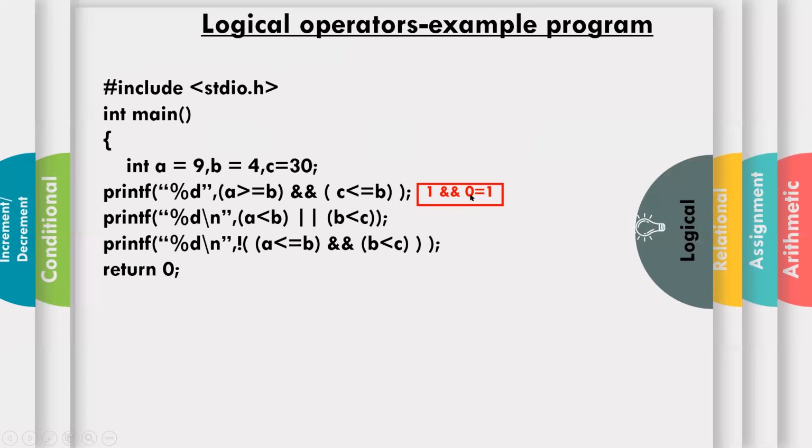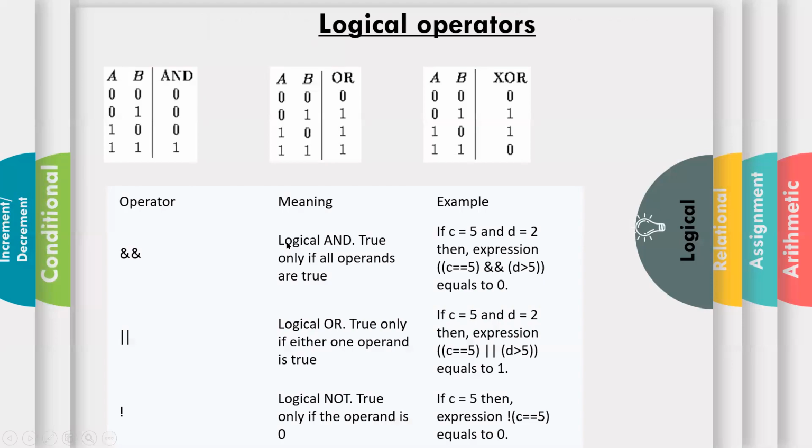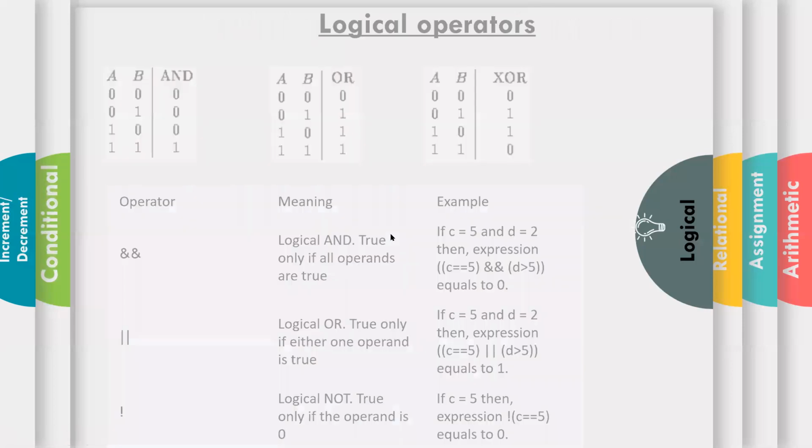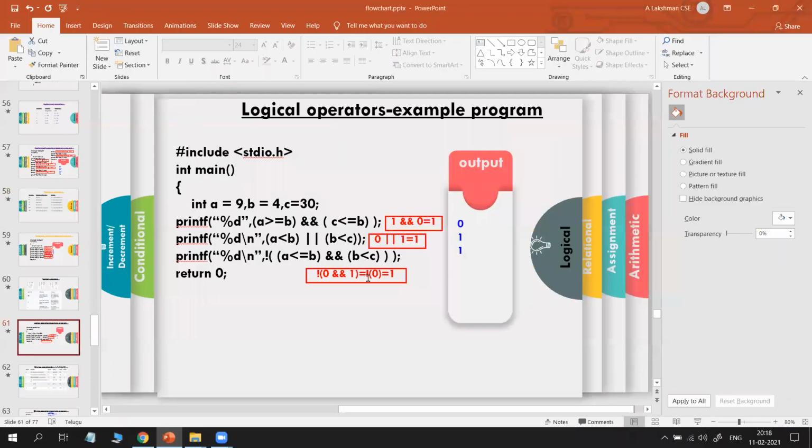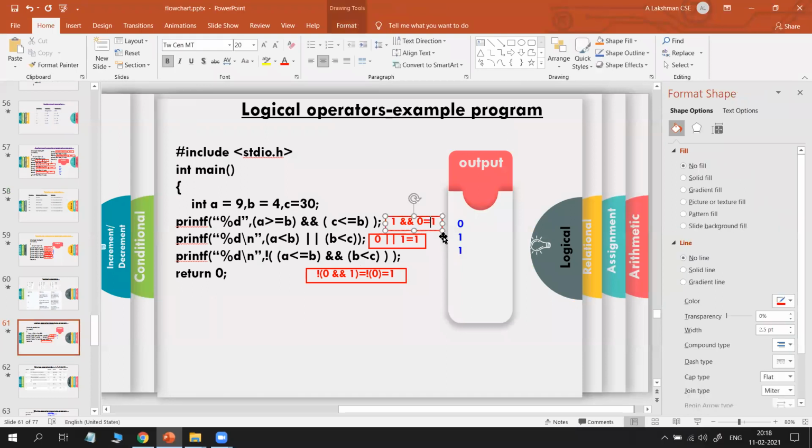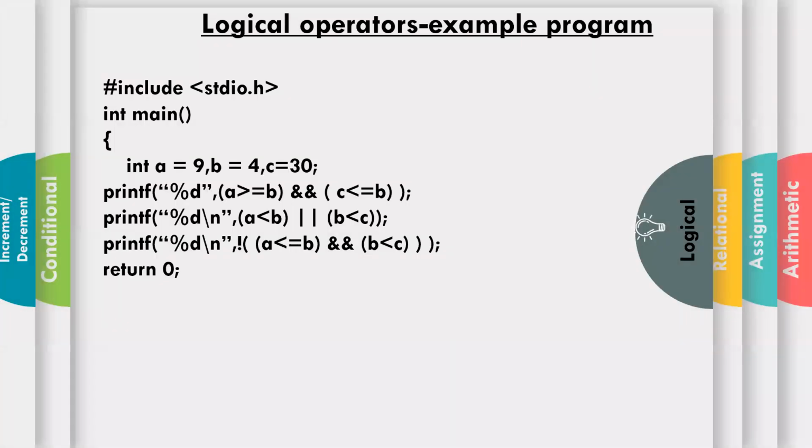So 1 and 0, you will go to the table. 1 and 0 is 0, so you put the output as 0. Okay, so I am changing the output; previously that value is stored. Finally we got an output of 0, because for the AND operation, if at least one is 0, the output becomes 0.